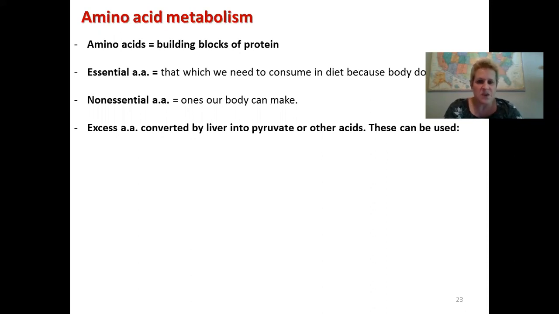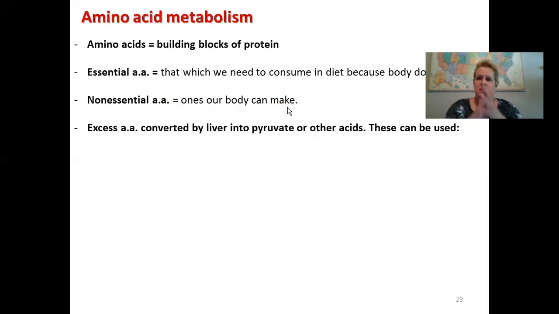Okay, just a little bit of vocab here. You probably had this information in intro biology, but there are essential amino acids. Those are essential because you have to consume them in your diet. Your body can't make them. And those are relatively few amino acids that our bodies can't make. Non-essential amino acids are the ones our body can make, and our body can make most of them.